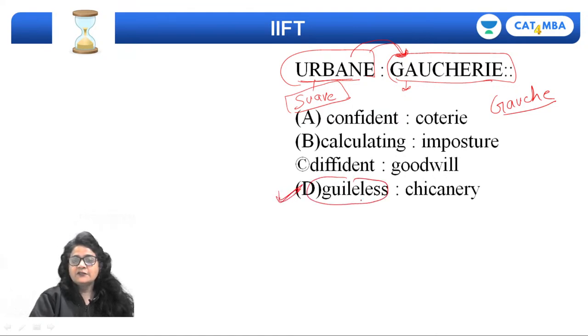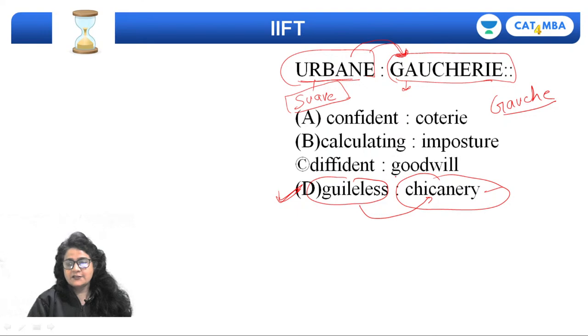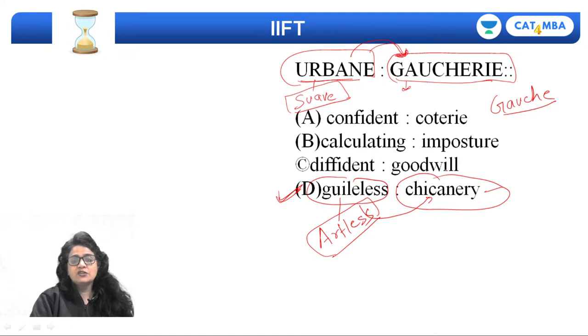Guileless is free from chicanery. Chicanery is deceit, deception, dhokadari. Heraferi, sly offense. Okay, so that is chicanery. Guileless is somebody who is artless, jo honest hai. Artless ways of doing business, which is free from any trick, which is free from any trickery. So guileless and artless are both the same. Chicanery will be opposite. So a person who is guileless, artless, is free from chicanery.